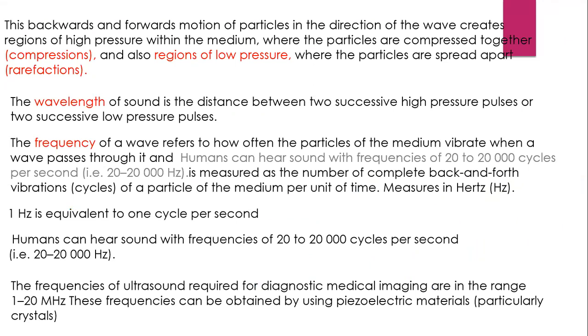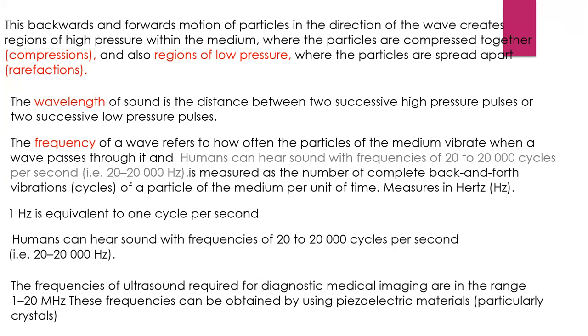The backward and forward motion of particles in the direction of the wave creates a region of high pressure within the medium. This results in a compression, and also a region of low pressure where the particles are spread apart, which is called rarefaction. The wavelength of a sound is the distance between successive high pressure pulses or two successive low pressure pulses. The frequency of a wave refers to how often the particles of a medium vibrate when a wave passes through it.